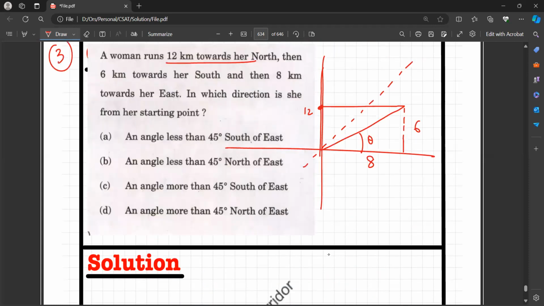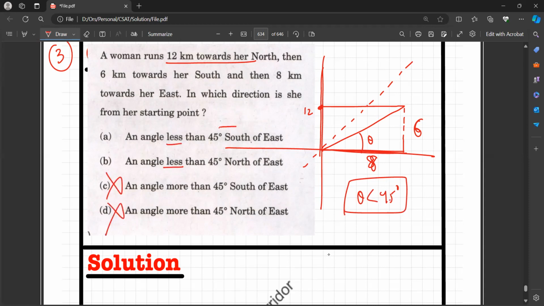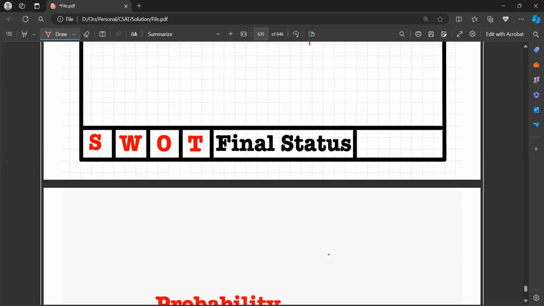यहाँ पे क्या हो रहा है? एट दिस पॉइंट it is 6, this is 8, so horizontal length is greater than vertical length, so that means theta will be less than 45 degree. If theta is less than 45 degree, तो ये वाला ऑप्शन में थीटा लेस है, ये दोनों आंसर नहीं होंगे. South of east or north of east? It is at north of east, the answer would be B. Is it clear? Got it? Let us go to the next problem.